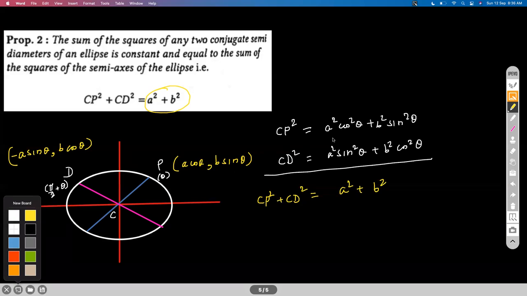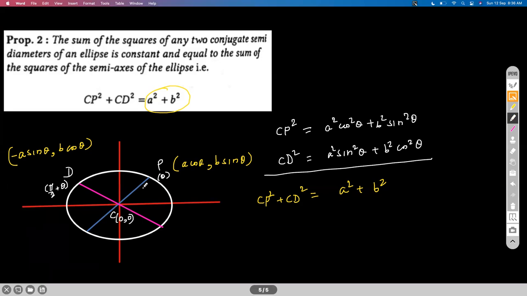Okay, distance from the origin, everybody knows, right? So I don't have to worry too much about telling you the distance formula. So CP distance and CD distance I have written and I've just added them up.